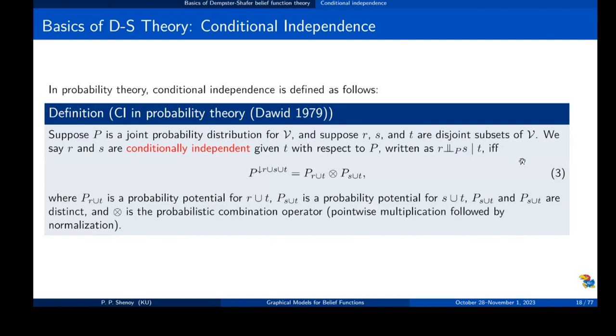Here I'm using the factorization of the joint. So if X and Y are independent given Z, that means the joint for X, Y, Z factors. This is what this says. So if P is a joint distribution for V, and R, S, T are subsets of V, we say R and S are conditionally independent given T with respect to P. I use this notation for independence with respect to P. So R is independent of S given T if the marginal of the joint for R, S and T factors into a potential for R union T and a potential for S union T. So whatever is given is common to both of these. And this is what I just said. So this is the definition of conditional independence.